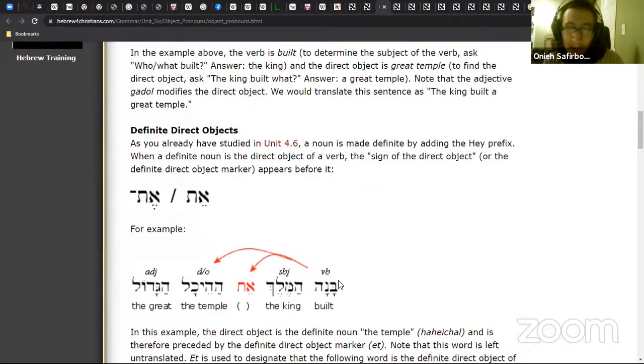So the king built. What did the king build? Oh, Aleph Tav, the temple. What did the king build? When you see Aleph Tav, the word immediately after is what it's being pointed to. So the king built the temple.